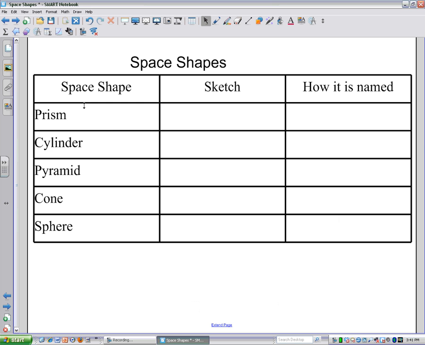Okay. And this is a little chart that you should be filling out. Okay, a sketch, possibly, some words or a sketch would work. How do we name them? That's where you would fill in, like, according to its base, triangular prism. Well, we call it a cylinder, so that's not really much information. But just a general summary so that you're ready to take that benchmark.